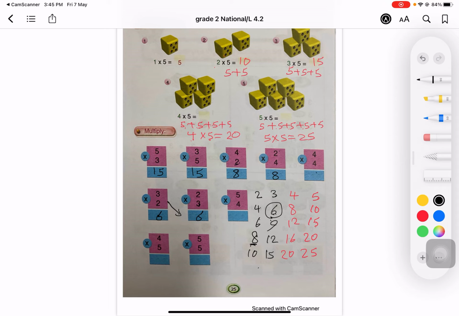Now, these are the same. 4 multiply 4, you are repeating the 4, 4 times. What will you get? 16. Okay, so 4 multiply 4, the answer is 16.